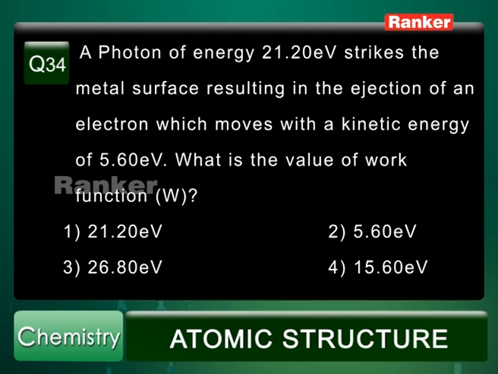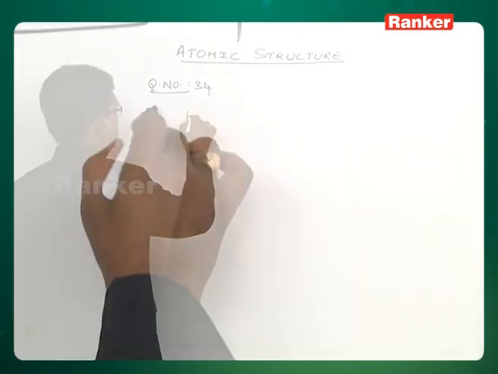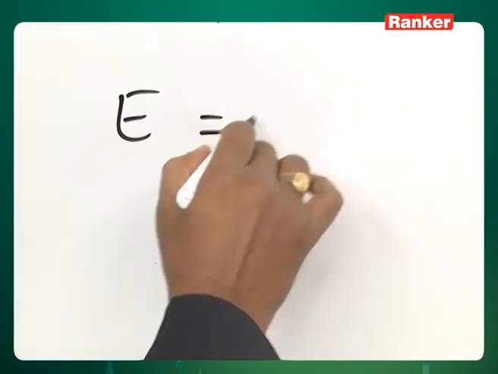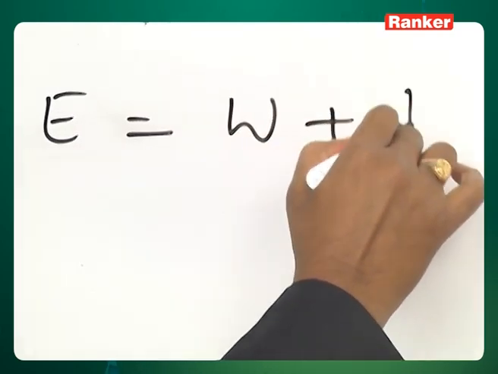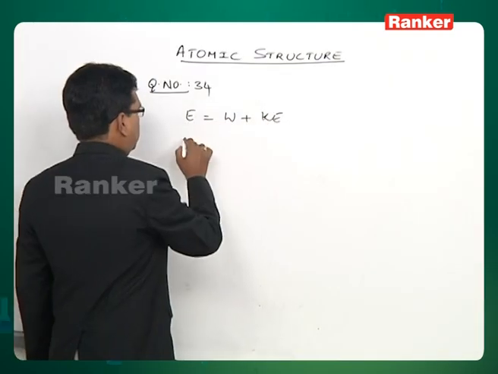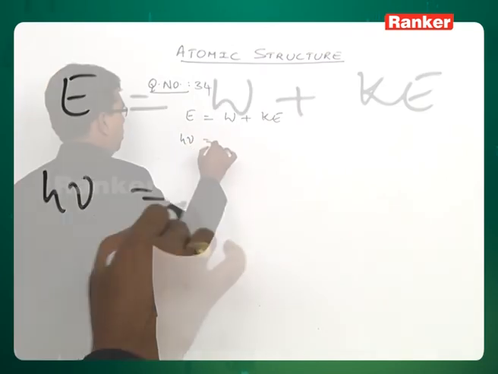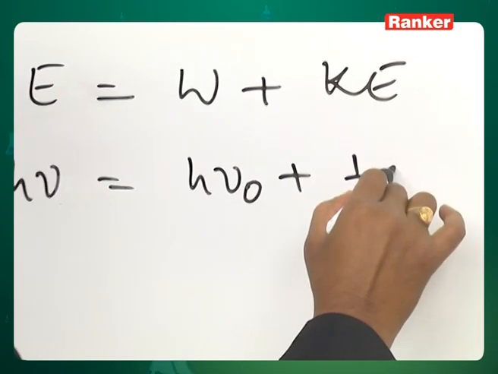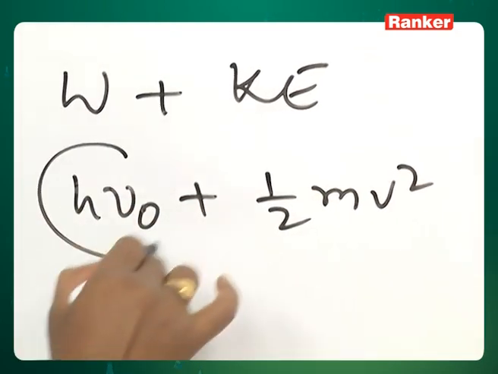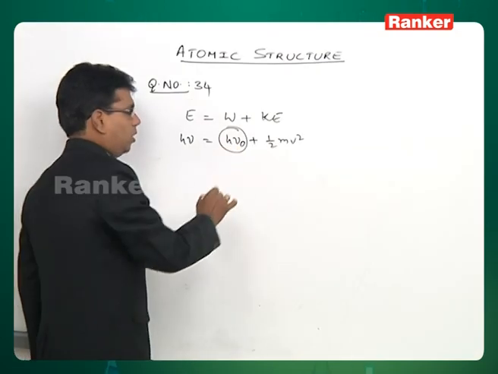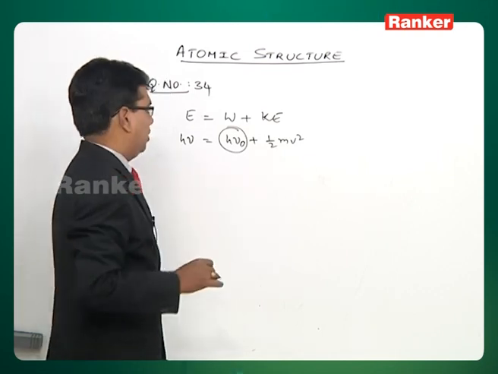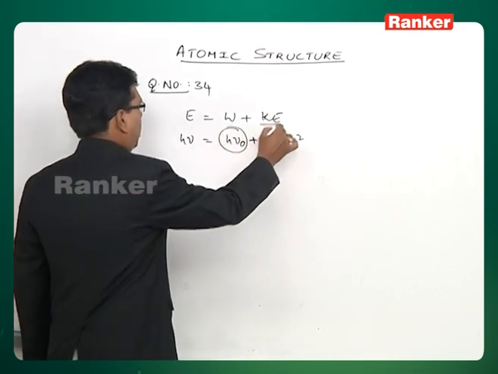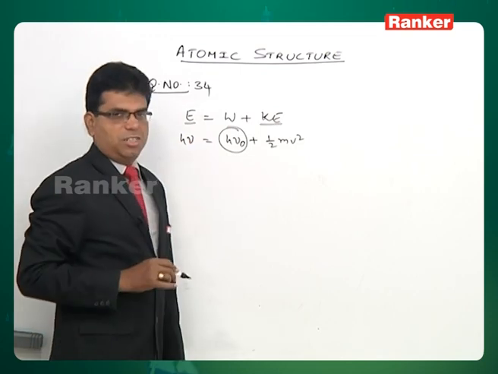Here we have the energy of the incident radiation equal to work function plus kinetic energy. On the other hand, we write h nu is equal to work function h nu naught plus kinetic energy, half mv square. Where h nu naught is the work function, and nu naught is otherwise what we call the threshold frequency. So here kinetic energy is given, and incident radiation energy is given.